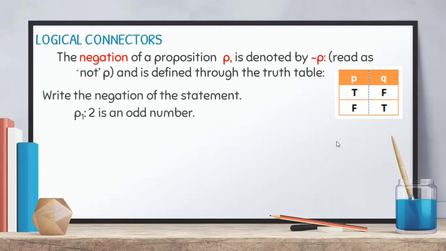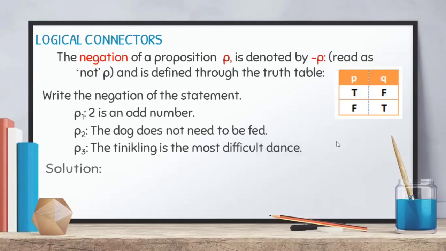Write the negation of the statement. So we have there P1, P2, and P3. So P1, 2 is an odd number. When you are going to use negation, usually you're going to get the opposite idea of your statement. So you can say 2 is an even number. So instead of saying odd number, it would be replaced with an even number. But you have to also indicate your symbol. This is not P1, right?